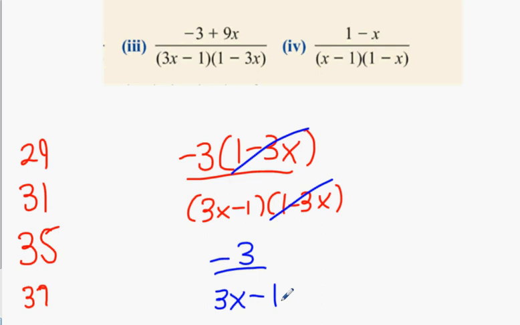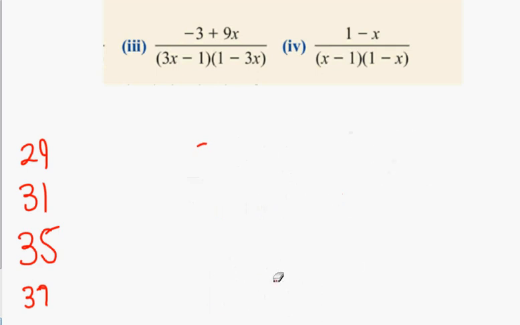How many people got that out? Okay, just about half-ish. Good job. Alright, next one. The next one's very easy, in fact. What happens with the 1 minus x and the other 1 minus x? What's left on top? So just 1. 1 over x minus 1. How many people got that one now? Most people. Okay, move on.